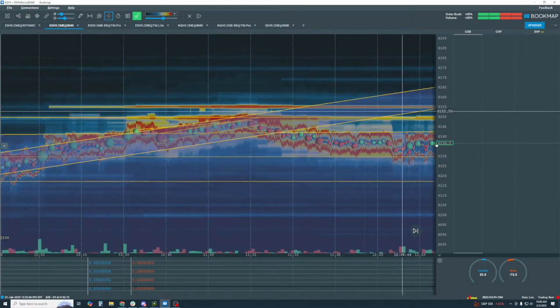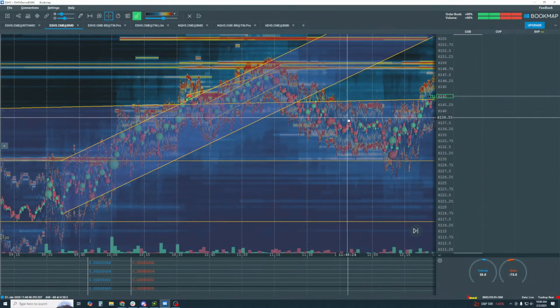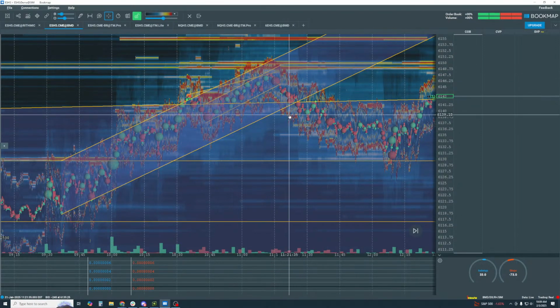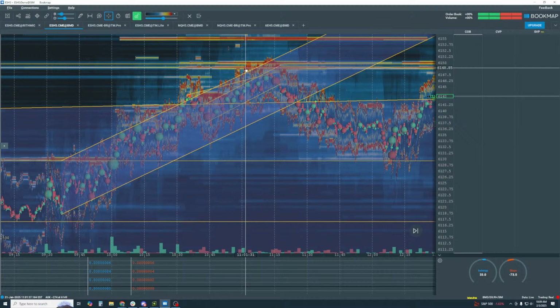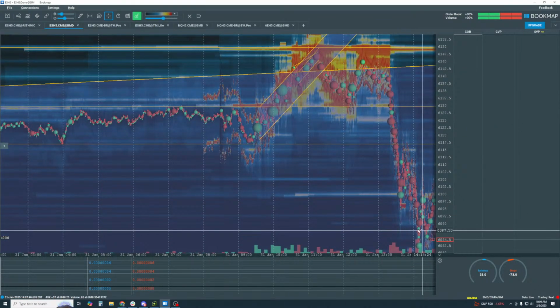And lo and behold, we did. All right, so this multi-time frame order flow analysis gave us that insight, and that's what we want to take away from this. Okay, we're going to do the same today, and we're going to be looking at the live market.